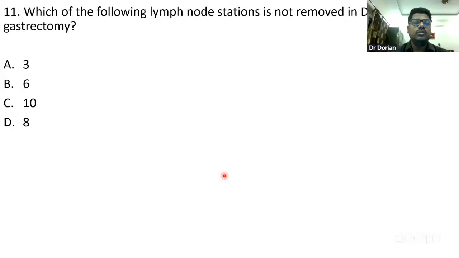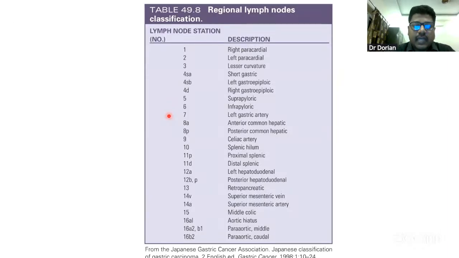Okay. So the next question. Which of the following lymph node stations is not removed in D2 gastrectomy? Important question for a NEET SS level. So this table is taken from Sebastian. Everyone knows the level of lymph node stations for carcinoma stomach. 1 to 6 is perigastric. Then along the named vessels.